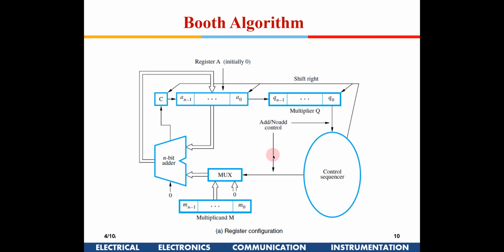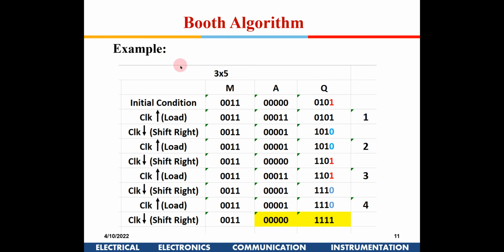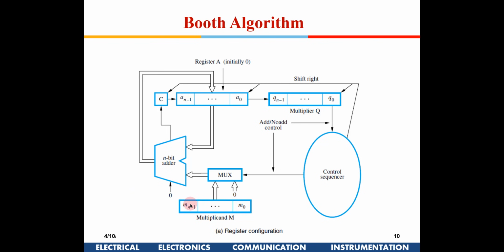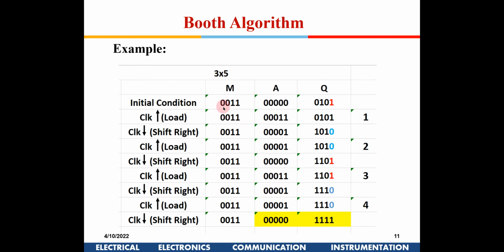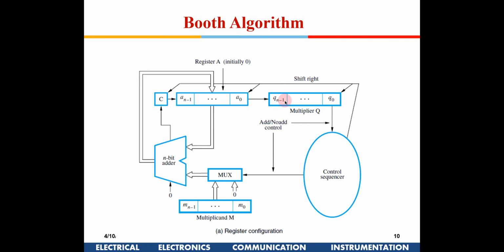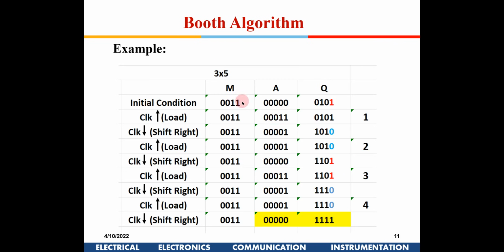Okay, so if I take one example, it will be further clear. Now suppose I have to do 3 into 5 multiplication. So this is M, 0 1 1 1. This remains constant. This data is not going to change. So this is 0 0 1 1. And initially the accumulator is all 0. The accumulator you are going to preload as 0, and Q is the register where we are going to put the next data which requires to be multiplied. So this is 0 1 0 1. So this is 3 and this is 5.